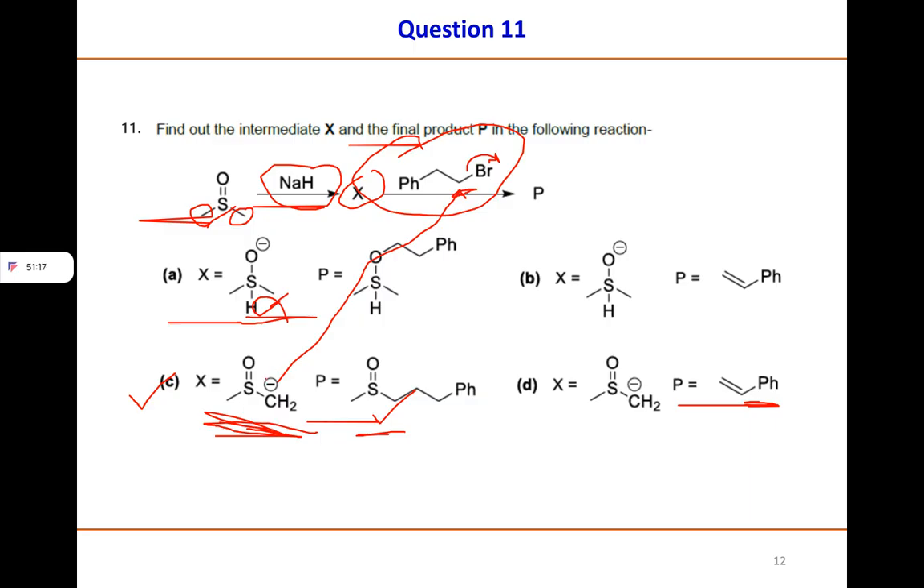Proton abstraction is there, but after that a nucleophilic attack will take place on the carbon next to bromide, and Br will knock out. So according to this mechanism, option C is the correct answer, because in D elimination is taking place, right? Double bond formation is taking place. So the correct answer is option C.